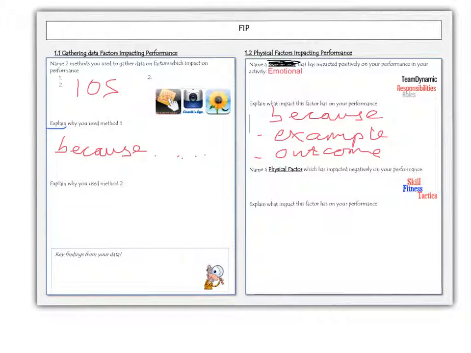In this part you'll be looking at a physical factor and you'll be giving an explanation as to how this factor would impact negatively on performance. So a tip that I would give you here is thinking about skill. In the answer, give an example of how skill would have a negative impact on your performance and how then that would go on to have a negative impact in terms of the overall result of the match.